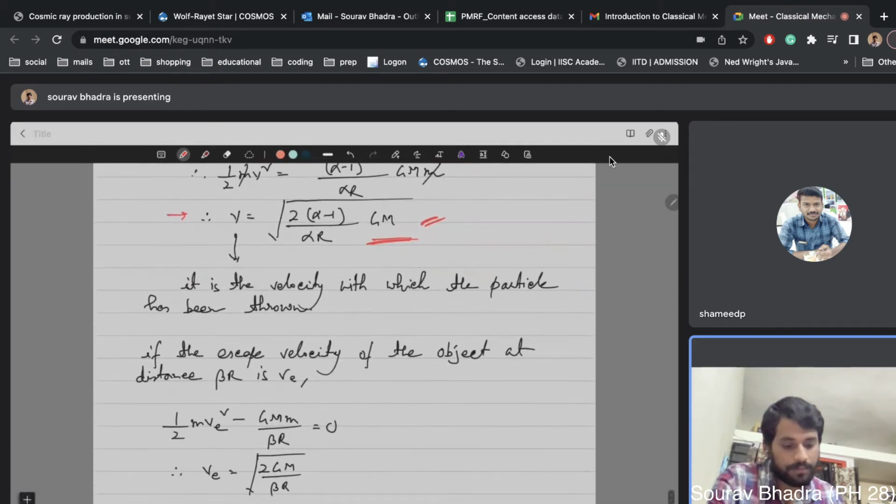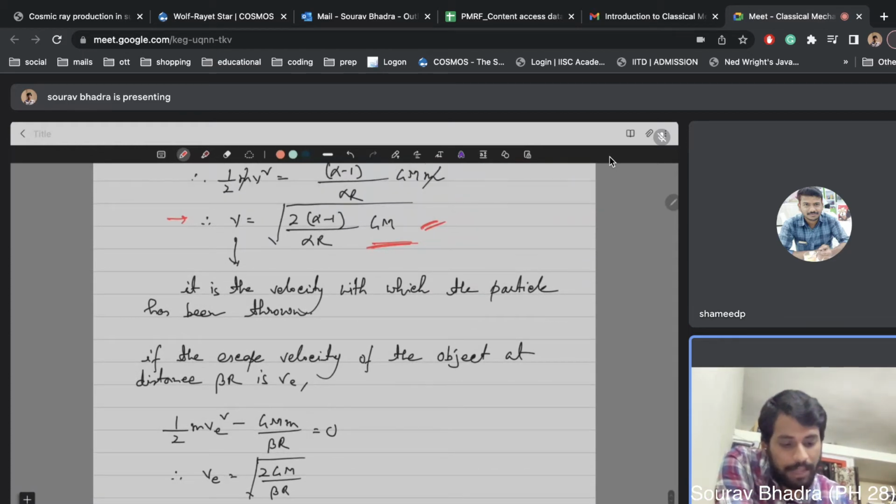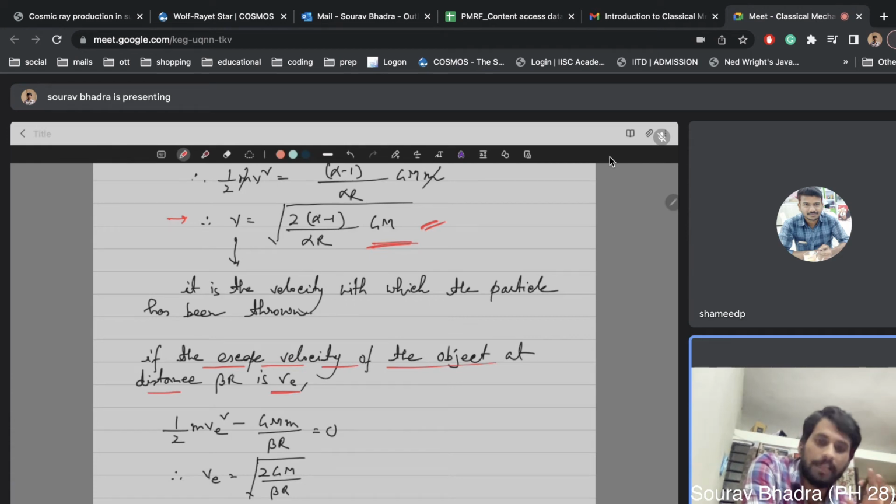So that condition is: if the escape velocity of the object at the distance from which you are launching the stone is ve, that means if the velocity equals the escape velocity at that position, then the particle will follow a parabolic path. So your v should equal ve at that particular position, which in our question is beta R. So your r can be anything. Just try to derive this condition.